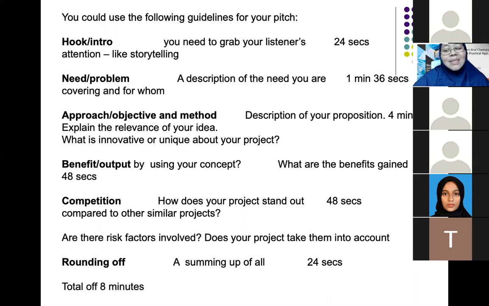Competition: another 48 seconds is needed for you to convince people that you have a better solution than what is already there. How does your project stand out compared to other similar projects? If you're going to win the money, how are you going to be special compared to the others? And then, of course, there are risk factors, and sometimes you can talk about risk factors.